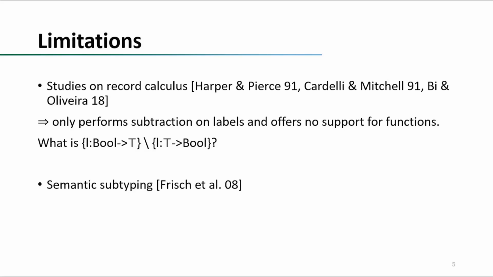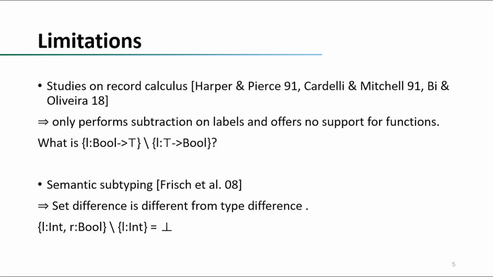As for semantic subtyping, the situation becomes more interesting. Interpreting types as sets does not have a restriction on the types you want to interpret, but still, set difference is different from the type difference. And here is an example. Here, you want to subtract a multi-field record by a single-field record.